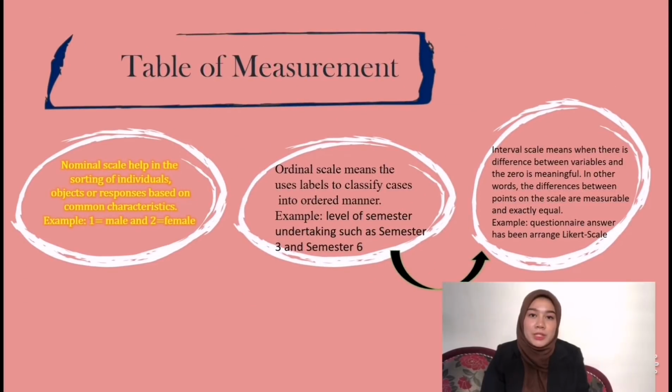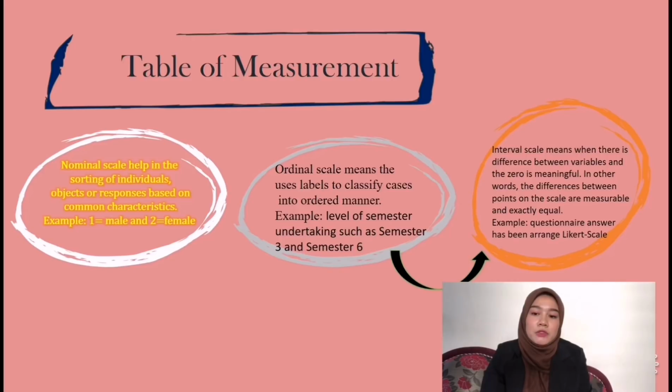There are 3 types of measurement that we use in our research. First is the nominal scale. The nominal scale helps in sorting individual objects or responses based on a common characteristic, for example gender, such as male and female. Second is the ordinal scale. It means the use of levels to classify cases in an ordered manner, for example the level of semester being undertaken, such as semester 3 and semester 6 students.